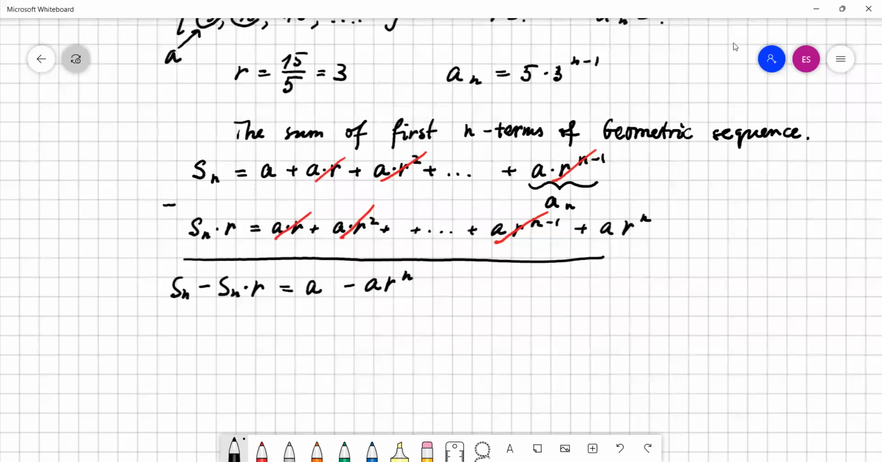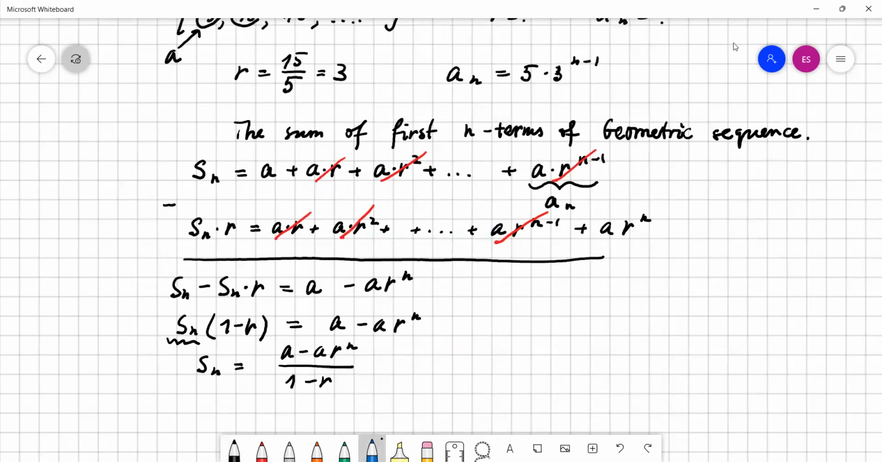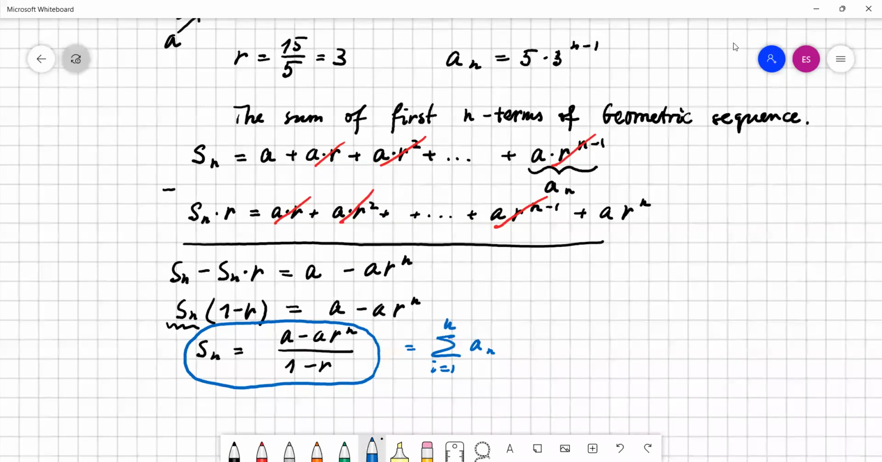Now, I'm going to factor out Sn from here, 1 minus r, and I'm just going to write down a minus ar to the power of n. So to find the sum, that's what we are looking for, I'm going to divide by 1 minus r both sides. And that's going to be a nice formula for the sum of a geometric sequence. So it's like sigma i from 1 to n, an, the sum of a geometric sequence. Well, it looks a little bit crazy, but why don't we consider a couple of examples of how to calculate the sum, and then develop one more formula.